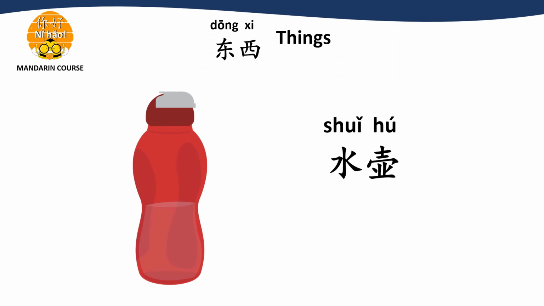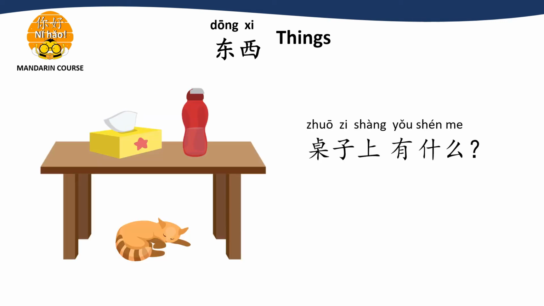The next thing is 水壶, water bottle. The quantifier is 个. 桌子上有什么? What are the things above the table? 桌子上有纸巾和水壶. There is tissue and water bottle on the table.